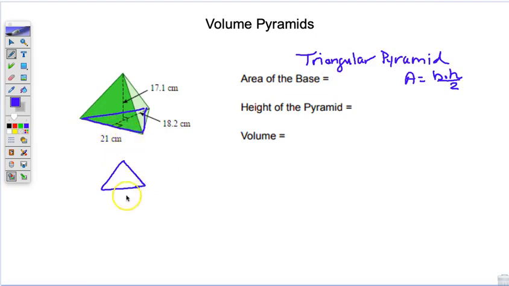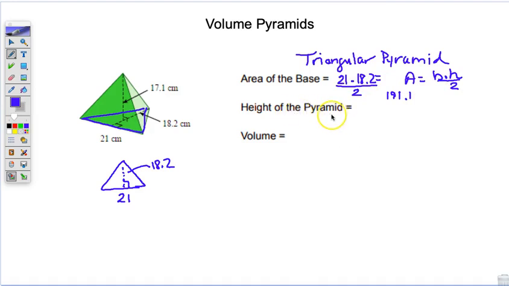And it looks like its base is a 21. The height of that base is 18.2. So we're going to multiply the base 21 times 18.2. Then we're going to divide that by 2, as you can see from our formula here. The result should be 191.1.